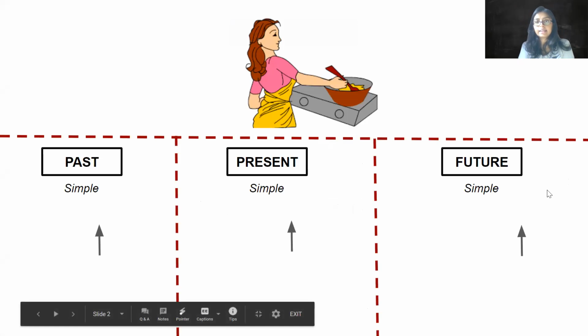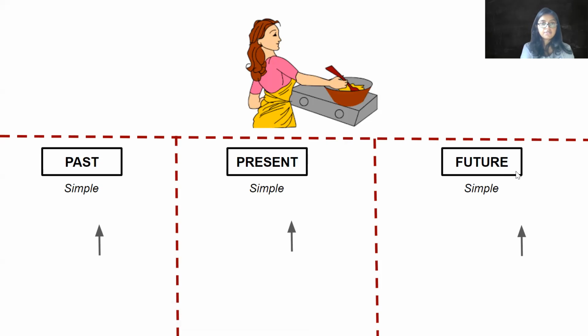So there are three types of tenses we all know: past, present, and future. Today we're going to learn a little about simple past, simple present, and simple future tenses. For example, we can see this picture. So we see that a lady is cooking food. Somebody's mother is probably cooking food. So in simple present tense, we will write, my mother cooks. So what is the verb here?